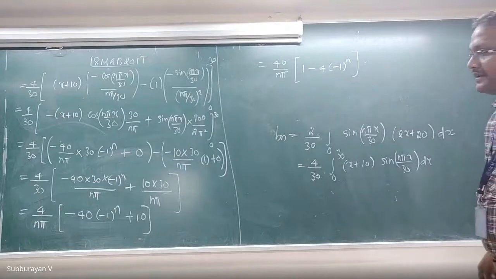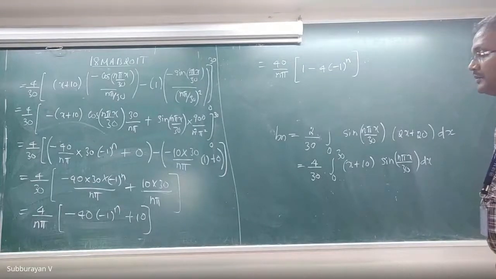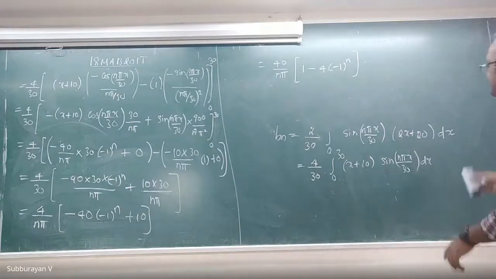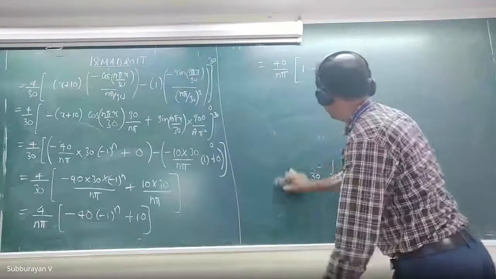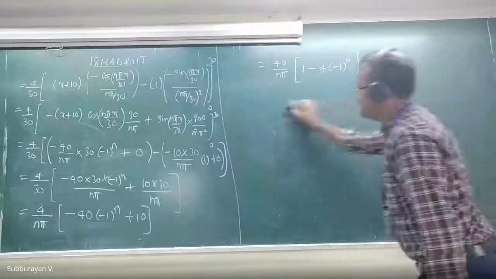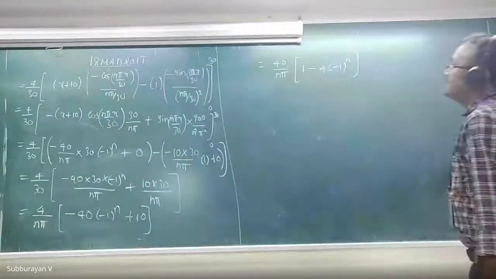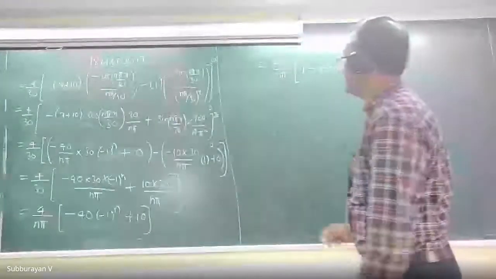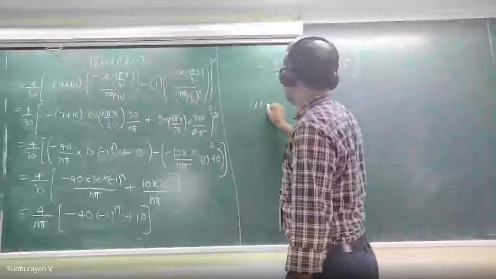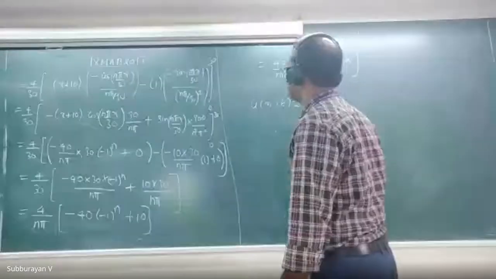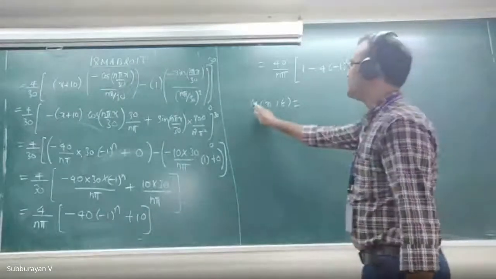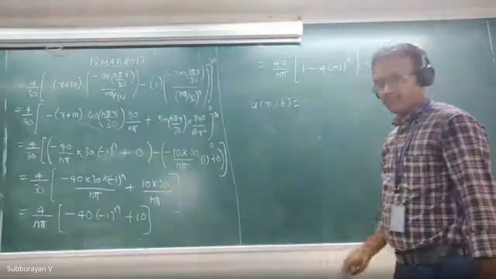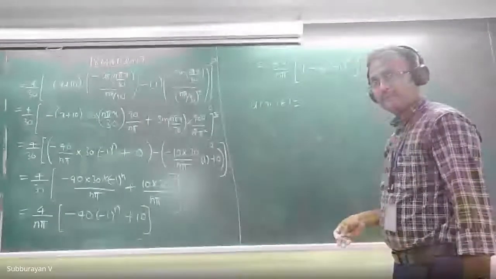40 divided by n pi into 1 minus 4 into (minus 1) whole power n. See, this is our bn. Therefore, if we got the value of bn, hence what is our solution? Our u of x comma t. What is the solution?